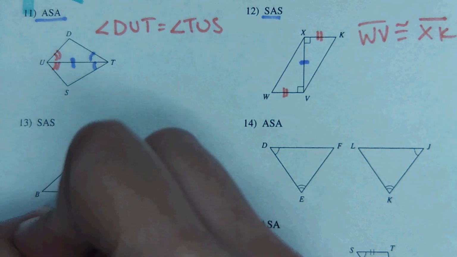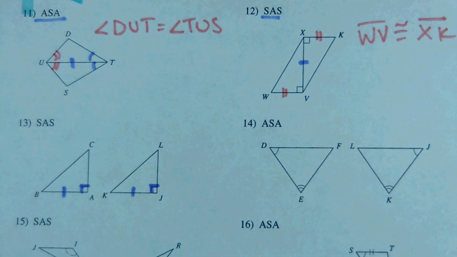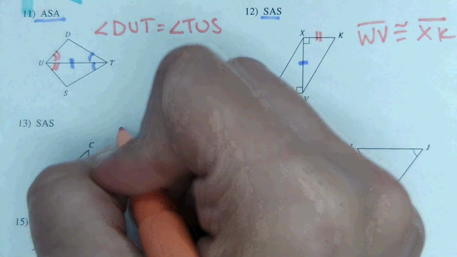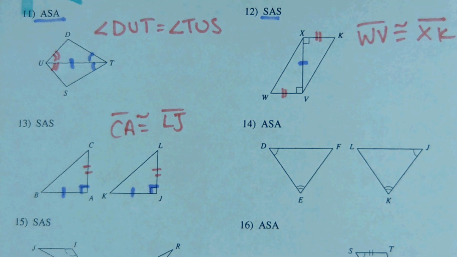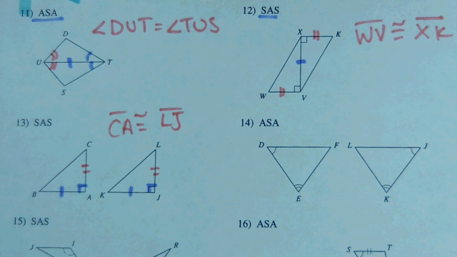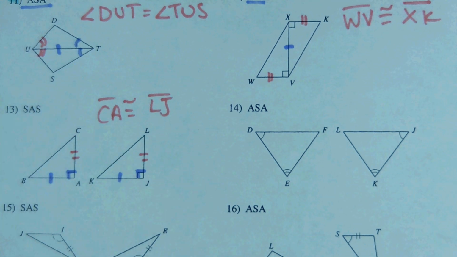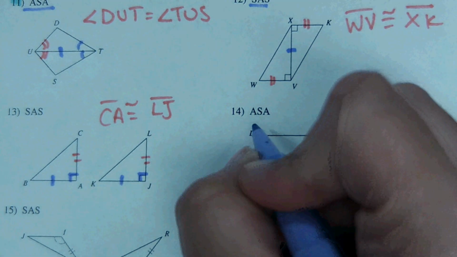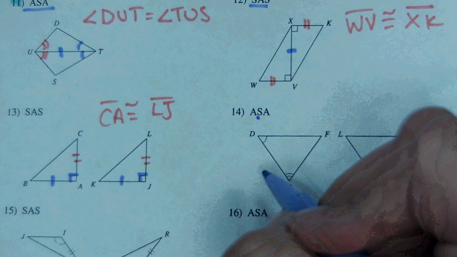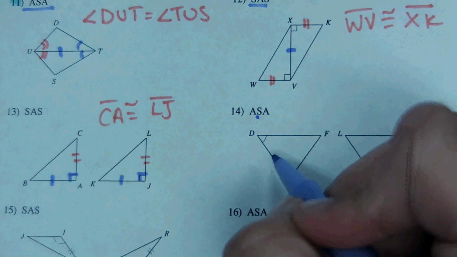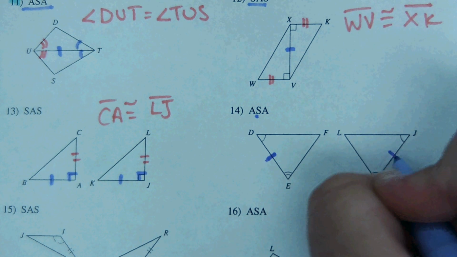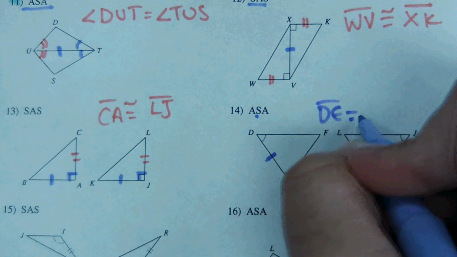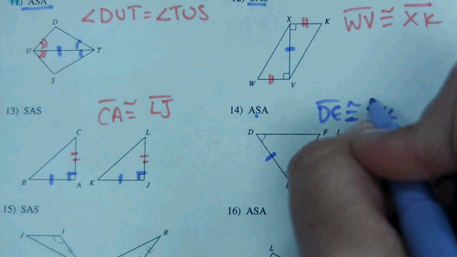Side, angle, side again. We have a side in common and an angle in common. And now we need to know that this side is equal to this one. So CA needs to be equal to LJ. Next, angle, side, angle. It gives us two common angles in both. This side has to be the included side, meaning in between those two angles. So we need to know that this side is equal to this one. So DE is congruent to JK.